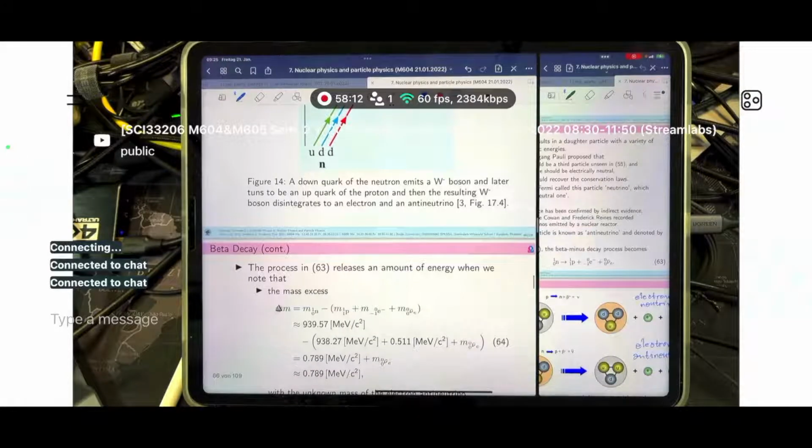Take a closer look again. The mass difference delta m, right? Mass difference is denoted by delta m. The delta m could be found from the difference.